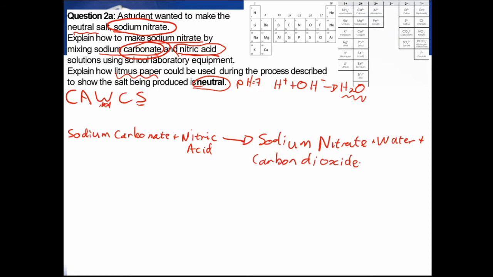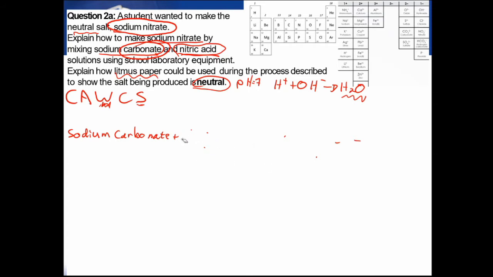Now this was a bit of a tricky question because how are they going to make these salts? Now you have a solution of sodium nitrate, water, and the carbon dioxide just boiled out. So we will then heat this solution until all the water evaporates and then we only have sodium nitrate left. As I say, that was a bit of a nasty one, but yeah.